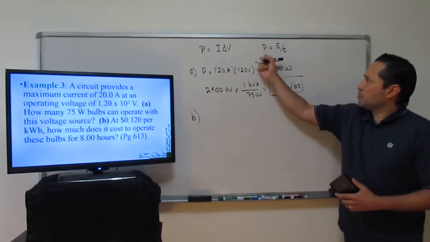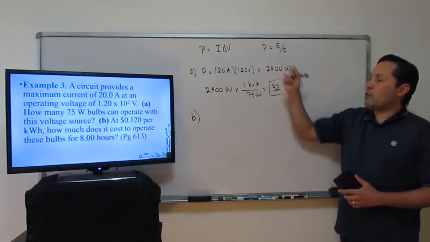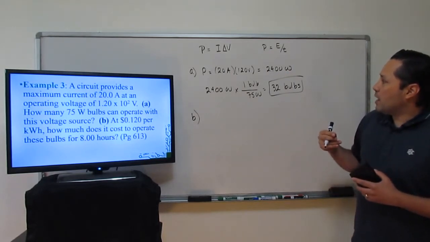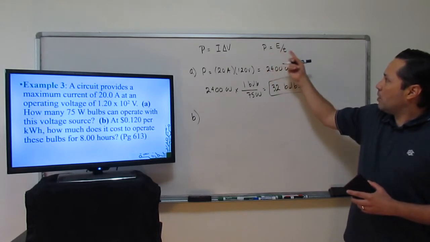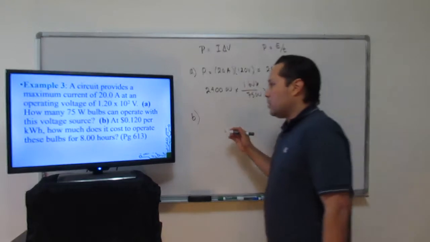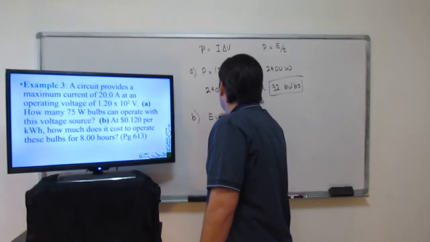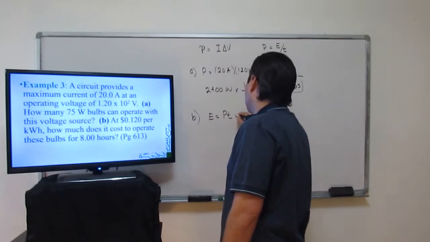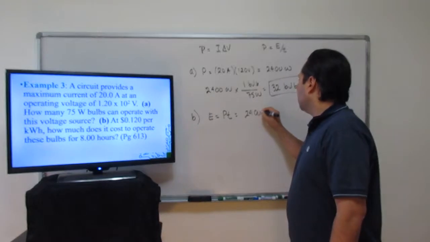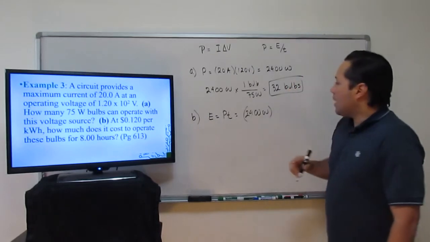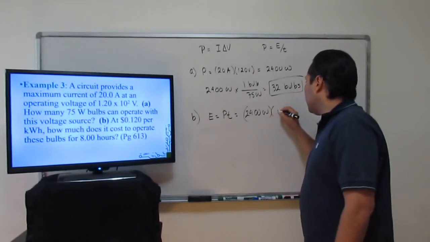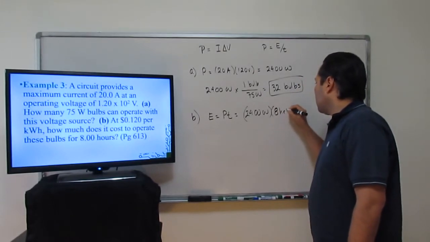Now for this one, we're going to use the formula for power is equal to energy over time. Now that we have the power, we can move the time over to figure out how much energy it would cost. So energy is equal to power multiplied times time. Our power is 2400 watts, and the time is going to be 8 hours.